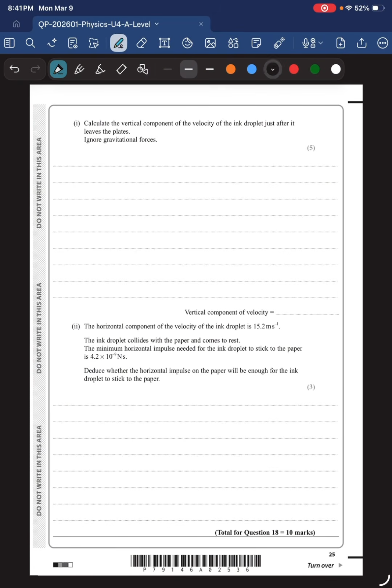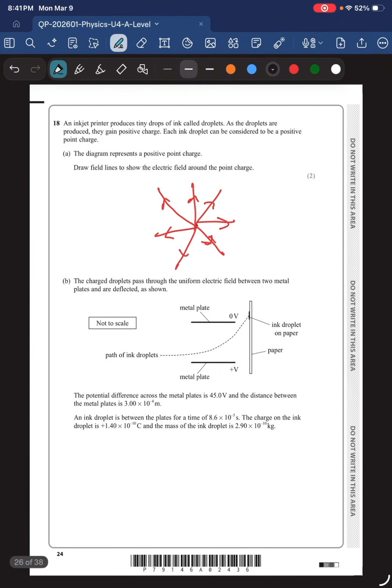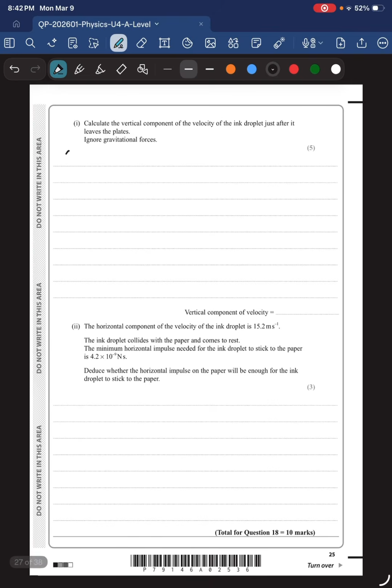Ignore gravitational forces. Okay, it sounds scarier than it actually is, but in the vertical direction, if we come here, take the droplet, the only thing there is the electric field, which points this way, right? So the only thing accelerating the droplet is the electric field. So the sum of all forces, actually let me specify that this is the vertical direction, the sum of all forces is equal to the mass of the droplet times the acceleration in the vertical direction of the droplet.